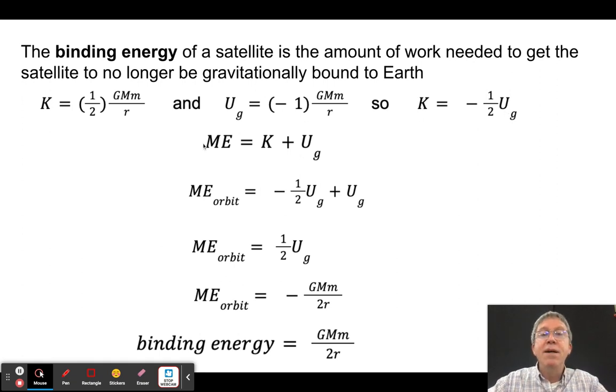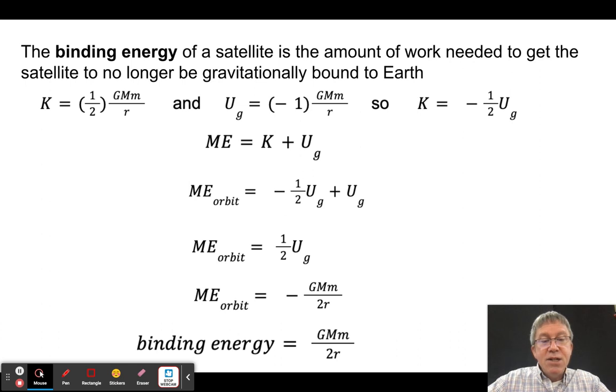So now I'm just saying the mechanical energy of a satellite in orbit is simply the sum of its kinetic energy and its gravitational potential energy. So therefore, K is negative 1/2 UG, and UG is UG. When I add them together, I find that the mechanical energy of orbit is negative 1/2 of UG. That's pretty cool, okay? So if I then take this and write it out, since this is equal to this, the mechanical energy of an object in orbit is negative 1/2 of GMm over r.